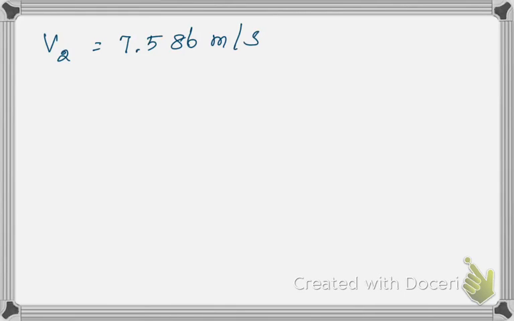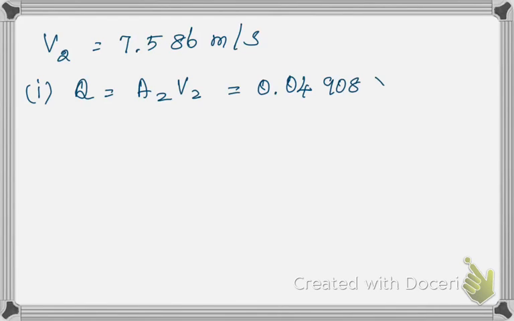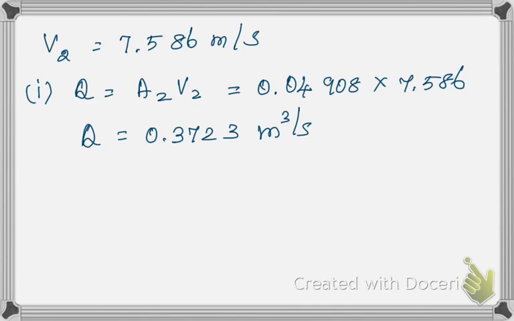I'll be getting my V2 value as 7.586 meter per second. So I've got my V2 value. So easily I can get the value of discharge. Q is equal to A2 V2. A2 we have determined already as 0.04908 into 7.586. So Q value is 0.3723 meter cube per second. If you need to convert it into liters per second, you have to multiply by 1000, which is 372.3 liters per second. So now our first part is over.